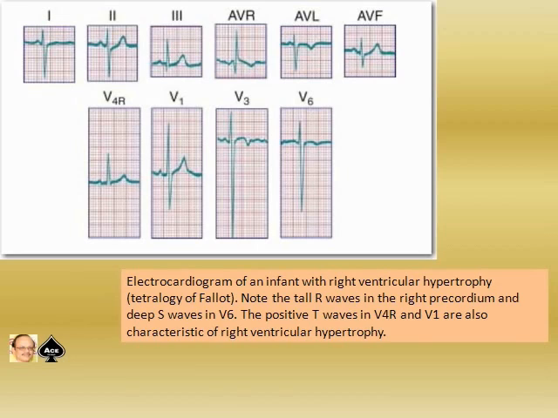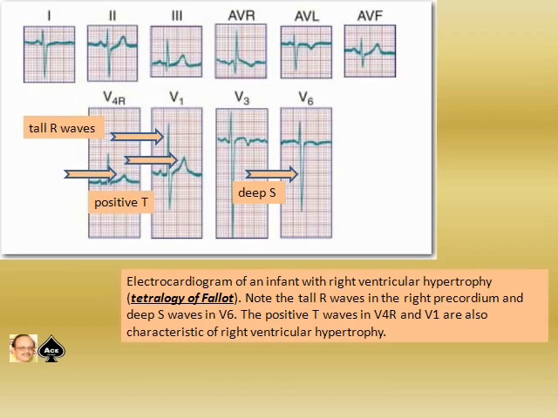The ECG of an infant with right ventricular hypertrophy is shown here. This is a case of tetralogy of Fallot. Note the tall R wave in the right precordium and the deep S wave in V6. The positive T wave in V4R and V1 are also characteristic of right ventricular hypertrophy, and that is shown by the arrow marks. You can see the tall R waves, positive T waves and deep S waves.